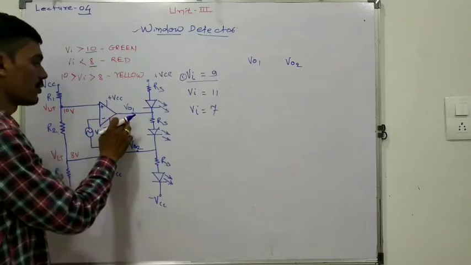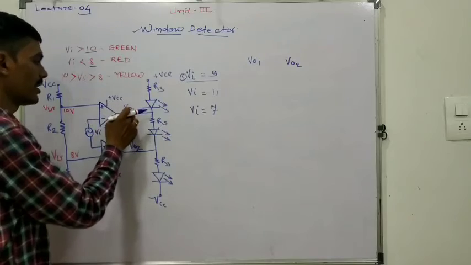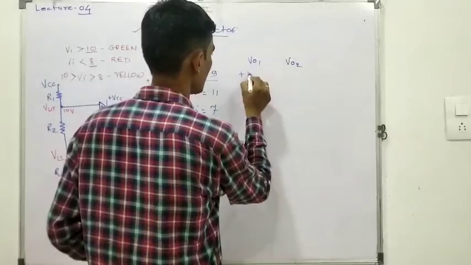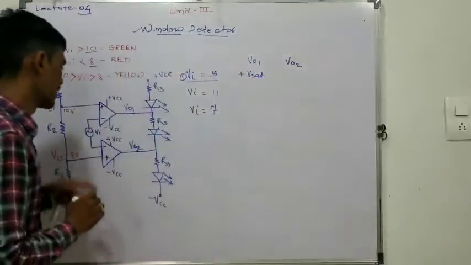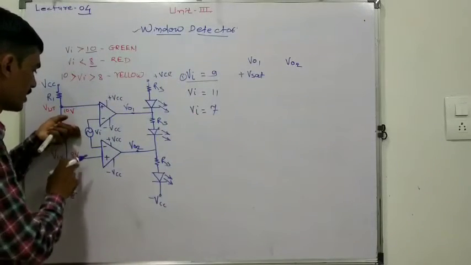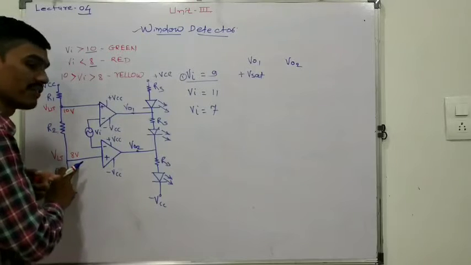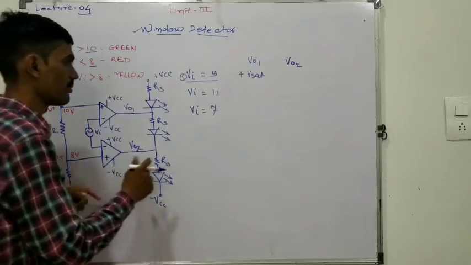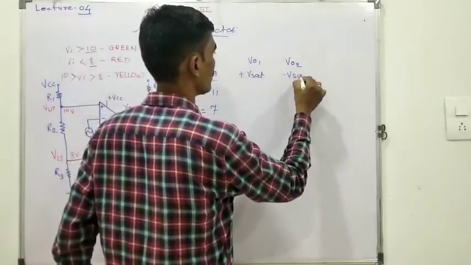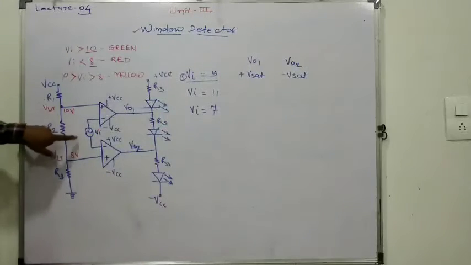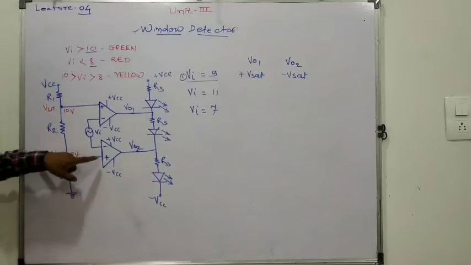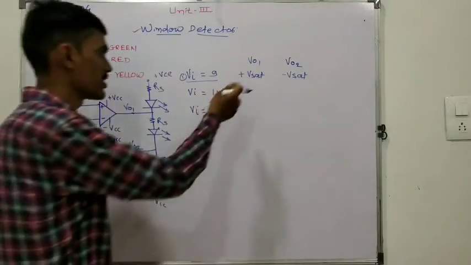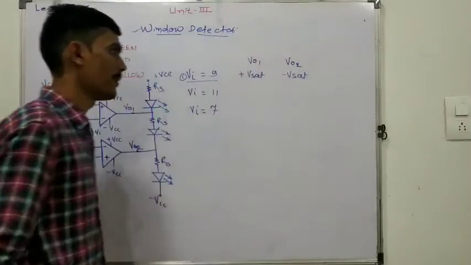So we are getting here output less than, what will we get? I am getting VO1 equals plus VSAT. So this is nothing but a plus VSAT condition. Now as VI equals 9, it is greater than 8 volt, that is reference voltage. It is greater than the reference voltage, so we are getting minus VSAT here. Is it right? Because 9 volt is greater than the reference voltage 8 volt for this second operational amplifier or second comparator. So we are getting VO1 equals plus VSAT and VO2 equals minus VSAT.